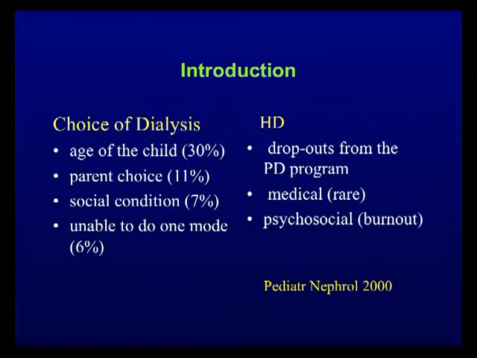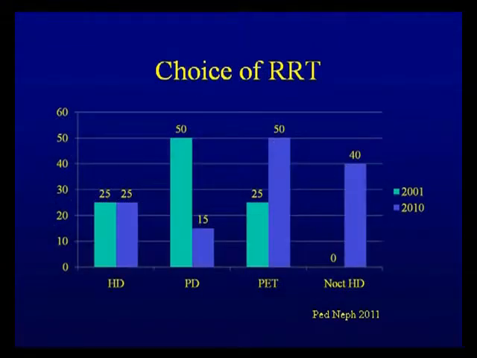And traditionally, in pediatrics, it's a strongly PD-dependent program. And hemodialysis was always the default mode, being reserved for children who would drop out from the PD program, for rare medical complications or psychosocial issues. However, over the last decade or so, as you can see from this slide, there has been a tremendous increase in the number of children who are opting for hemodialysis, whereas peritoneal dialysis has declined, commensurate with the improvements in technology. So currently, you would see more patients on hemodialysis, as is evident from this slide, than on peritoneal dialysis.